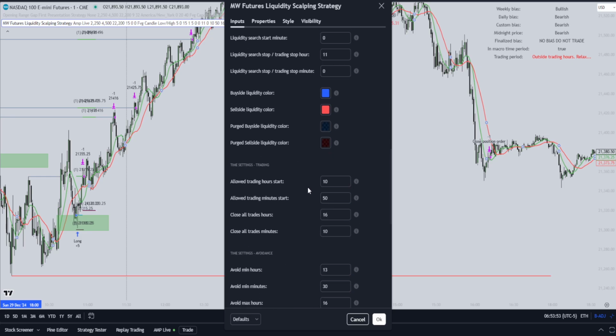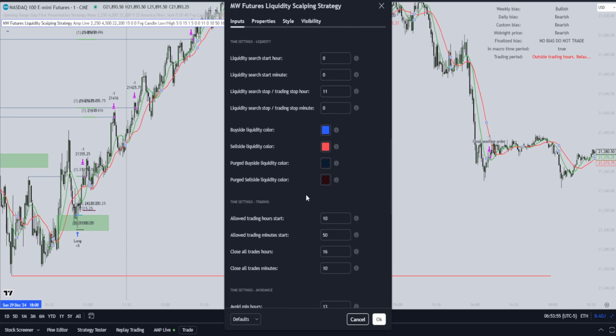So with these settings that are currently explained, you have learned how to search for very specific liquidity in certain times, when you should stop searching for that liquidity and stop trading, when you are allowed to start trading, and how you hold trades over a longer period of time outside of your trading hours.